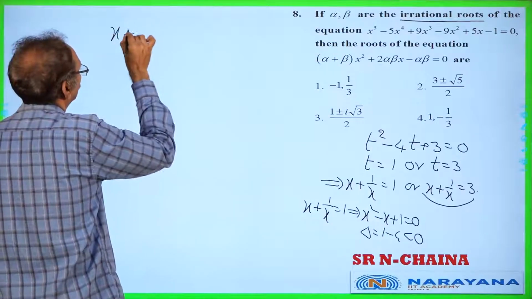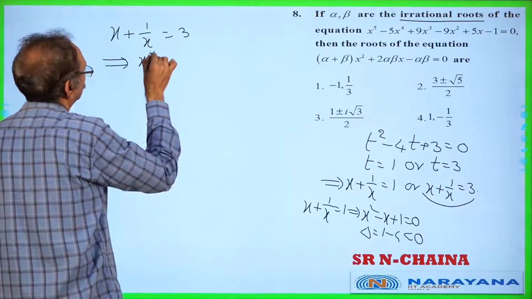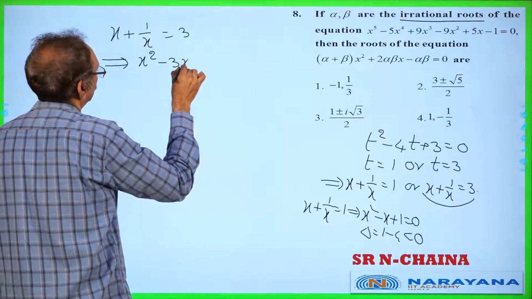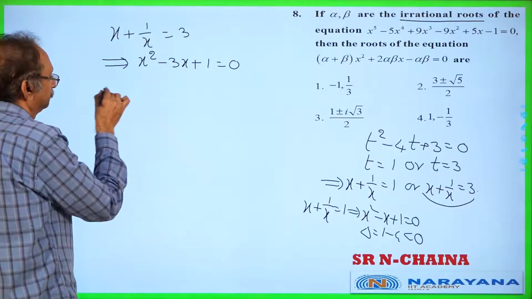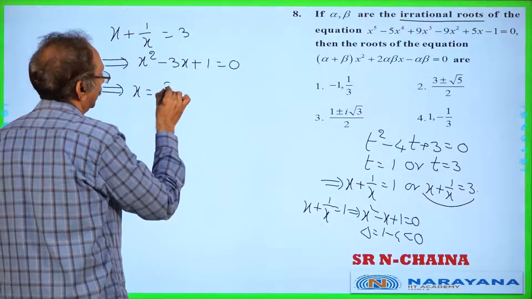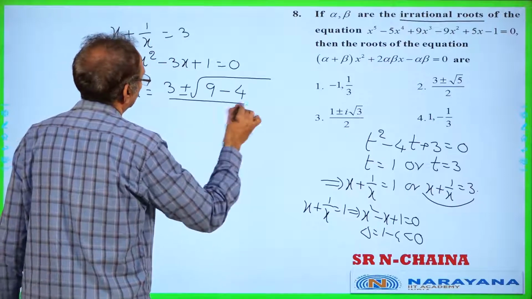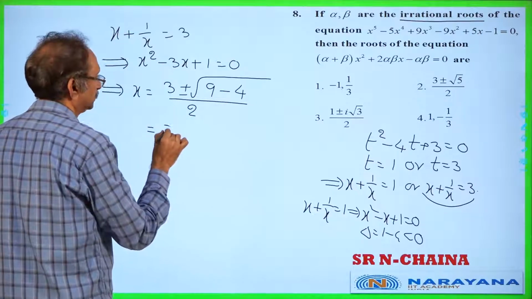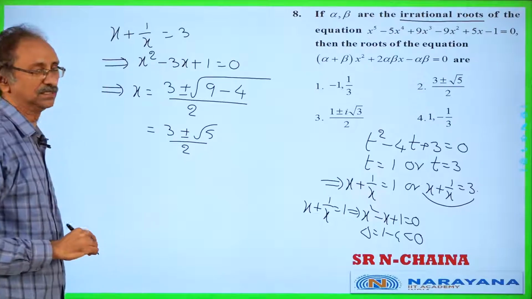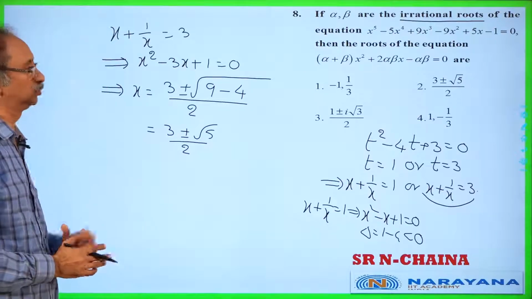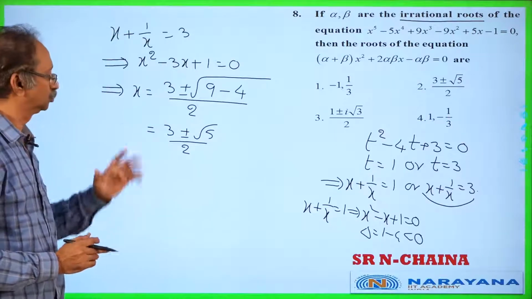Now, x plus 1 by x is equal to 3. So that implies x square minus 3x plus 1 is equal to 0. And now you will get irrational roots here. Use the formula: x is equal to minus b plus or minus root of b square minus 4ac by 2a. That is 3 plus or minus root 5 by 2. So these are the irrational roots. So we got 2 irrational roots out of 5 roots: 2 imaginary roots, 1 integer root and 2 irrational roots.